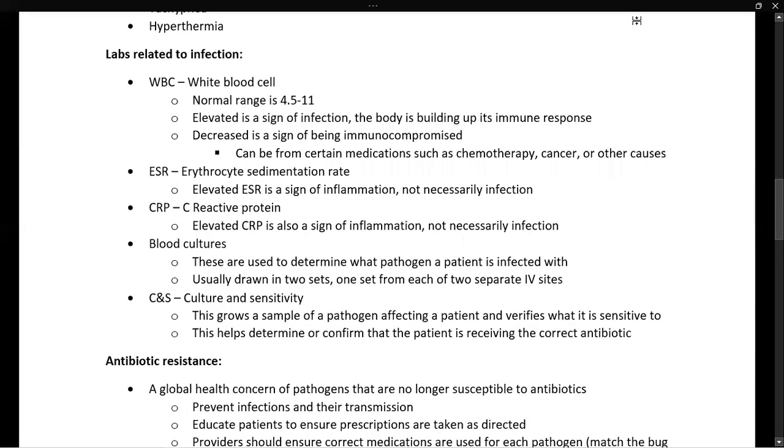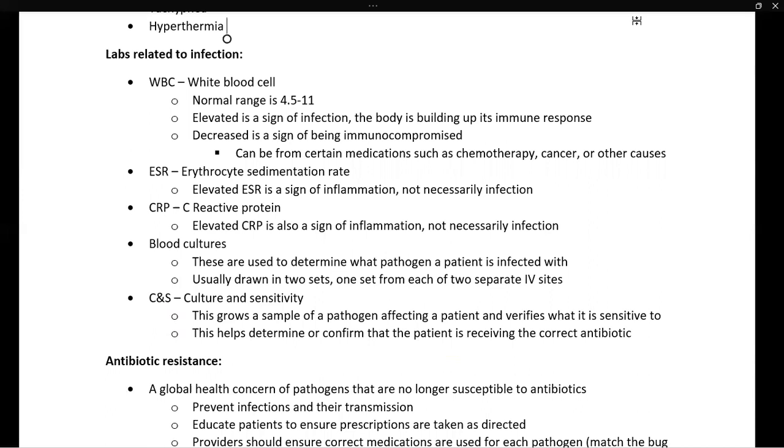Moving on from assessing our vital signs, we can look at how we assess some labs. The most common lab that is assessed relating to an infection is the white blood cell count, or WBC. This lab is found on a CBC, which is a complete blood count. The normal range for this is 4.5 to 11, and that is technically 4,500 to 11,000.